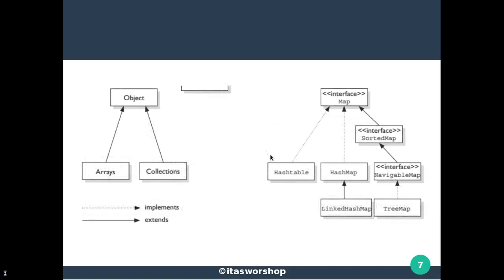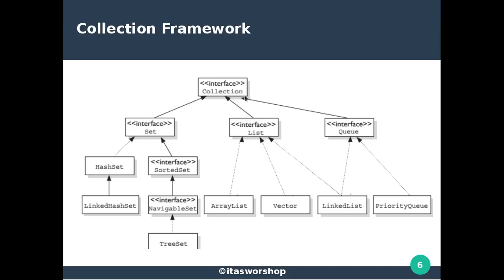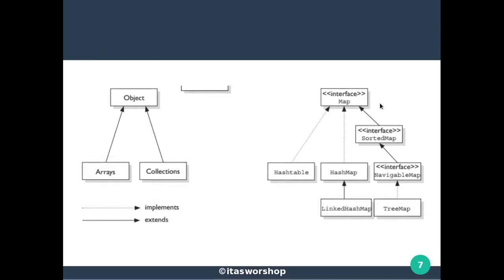The next structure is the Map interface. The Map interface has nothing to do with the Collection interface, but still it comes under the collection framework. From the Map interface, the Hashtable class is there, HashMap and LinkedHashMap are there, and TreeMap. SortedMap interface and NavigableMap interface come through this, and TreeMap is a class. All these interfaces are written separately. And the Collections class comes from Object, like Arrays and Collections classes coming from Object.